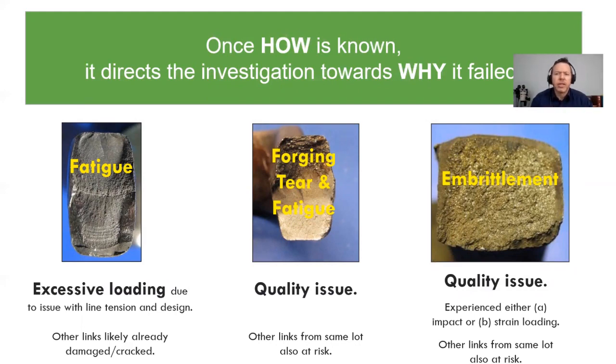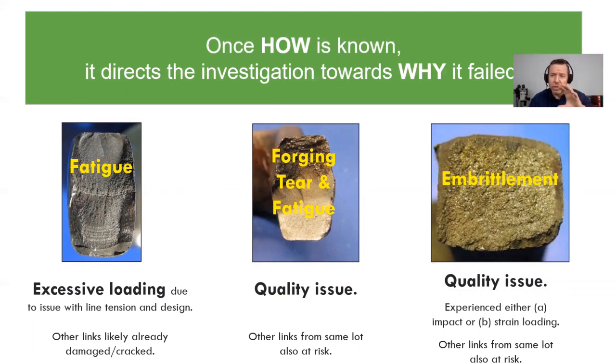So let's do some quick testing to make sure the link was of good quality, and then the question is going to be, okay, where did that extra loading come from? And now the investigation is going to focus on where that extra loading came from. Versus if in scenario number 2 you have a forging tear, you're going to have a quality issue. You're now going to be less concerned about the excessive loading. You're now going to be focused upon the quality of it and what's your risk of other parts. Or if it's embrittlement, you're going to have some slightly different questions, but again, following that process.